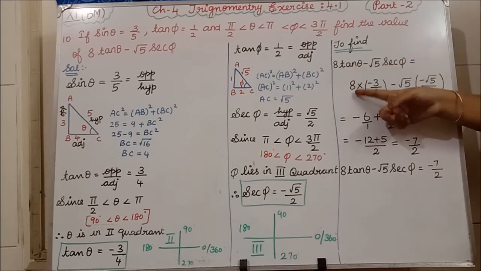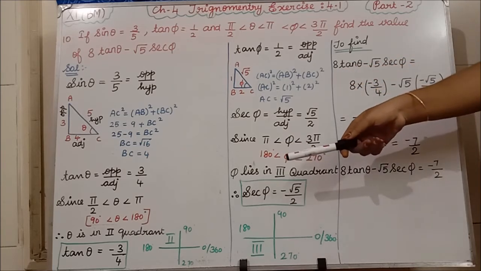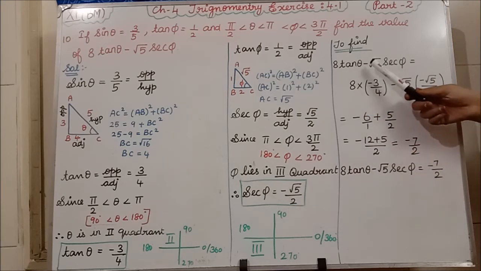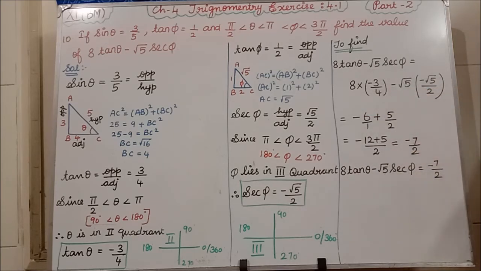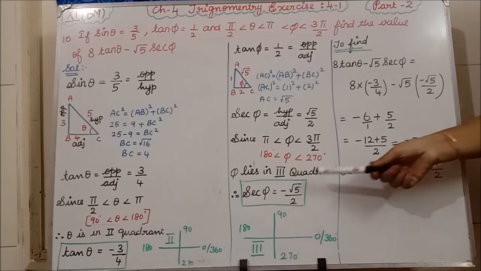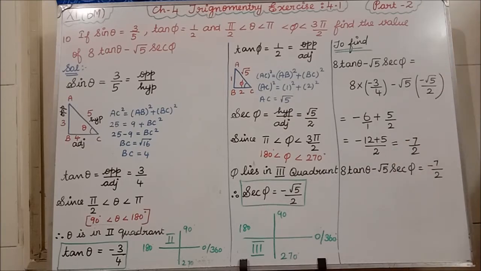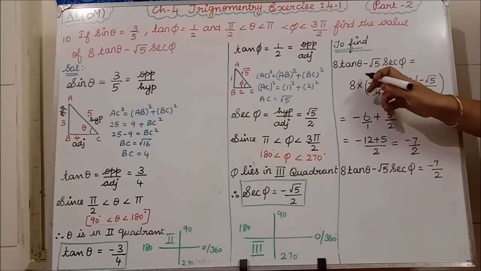So 8, I am writing as such. What is the tan theta value? See the figure: minus 3 by 4. In between, minus in the question. Root 5 secant phi, the answer is minus 5 by 2. So this 8 and 4 will get cancelled, isn't it?